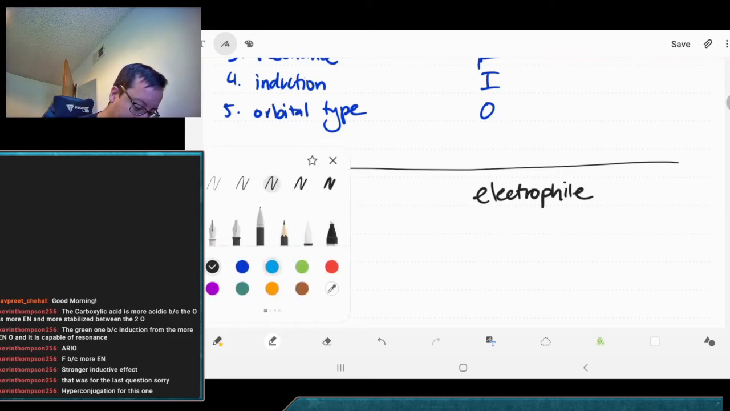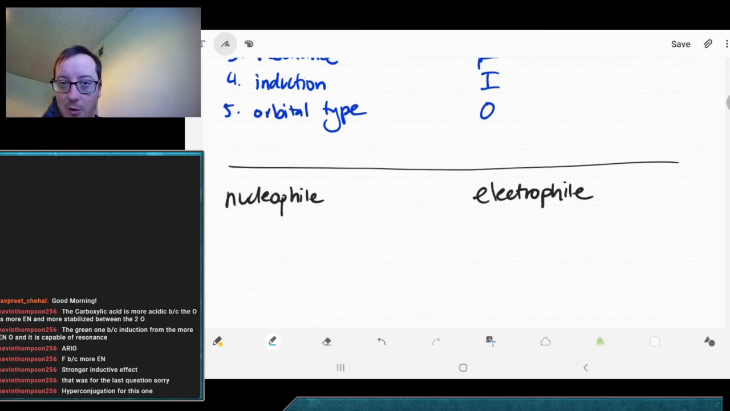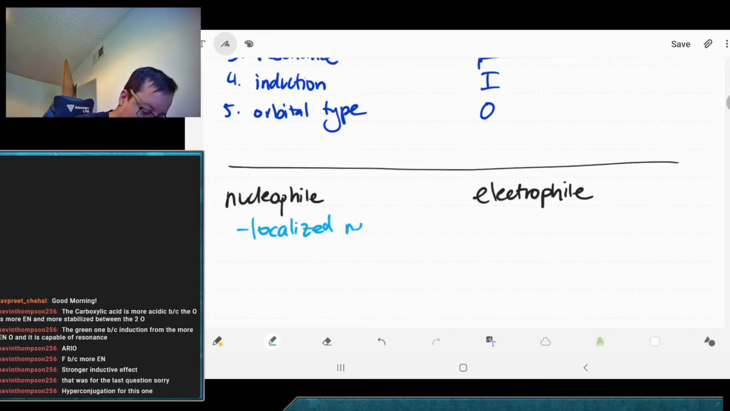So, things that make a good nucleophile, that we're going to call something a nucleophile, we want a localized negative charge, if possible.